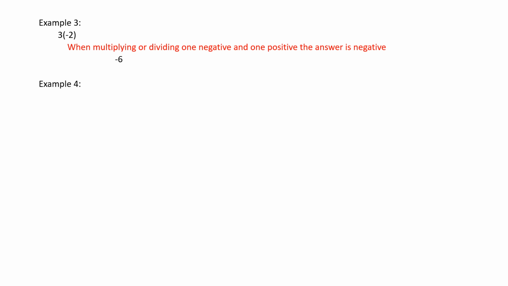Example 3. 3 times negative 2. When multiplying or dividing one negative and one positive, the answer is negative. So we just multiply 3 times 2, and it's negative. Example 4. I'm not sure why this typing is so small, but that's okay. Negative 3 times negative 2. Two negatives in multiplication or division becomes a positive, so that's just positive 6. Okay. It's really easy to make an error on these.